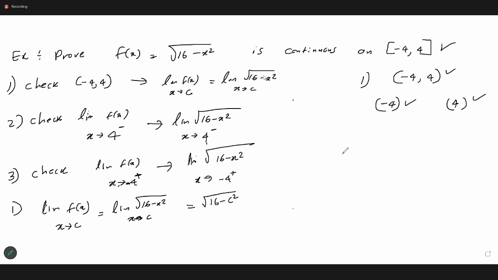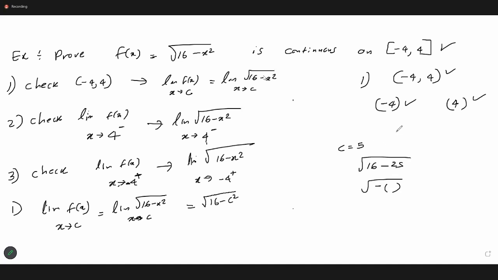First, let's say c is equal to 5. If c is 5, what happens inside the square root? 5 squared is 25, and now this one is negative. So we cannot plug in the value 5.